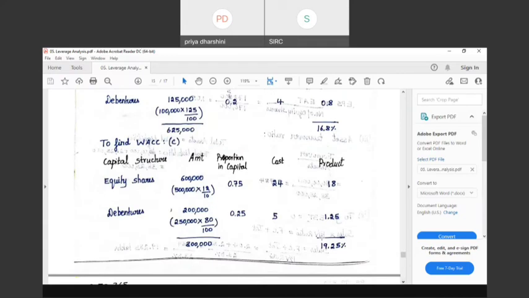For C also, it is 5 lakh divided by 10 rupees of face value will give you the number of shares, into 12 rupees per share will give you the market value. For debentures, 2,50,000 divided by 100 will give you the number of debentures, into 80 rupees per debenture will give you the market value of debentures. With that, you can find the proportion in capital: 6 lakh by 8 lakh, 2 lakh by 8 lakh. This will give you the proportion in capital. Into the respective cost of company C, the product of it, the total of the product will give you the weighted average cost of capital. That's all with this sum. Is this sum understood?